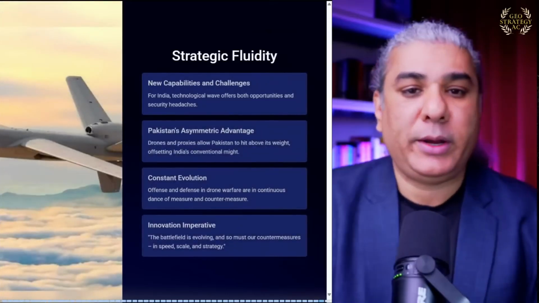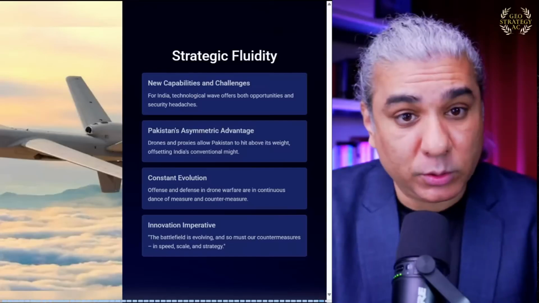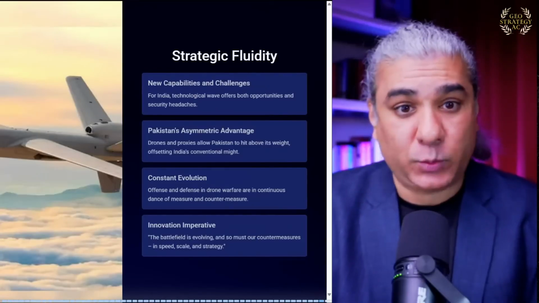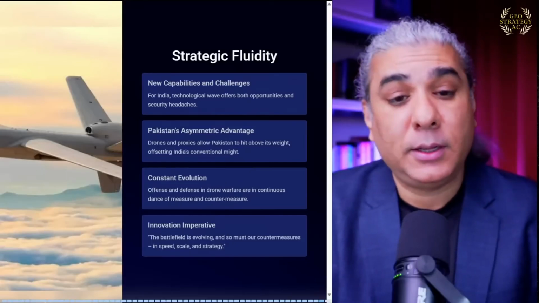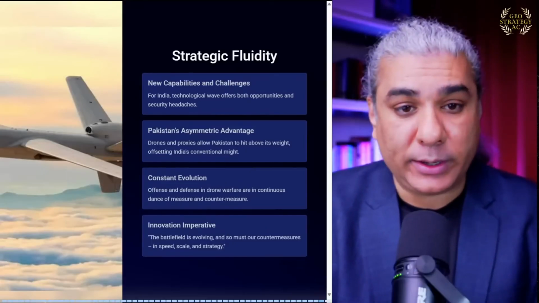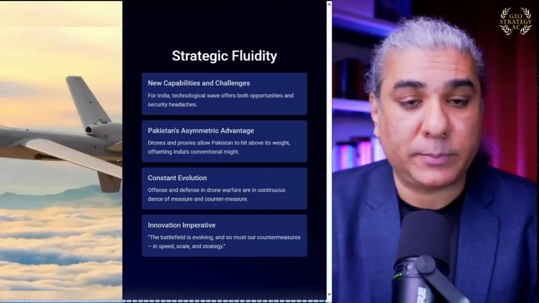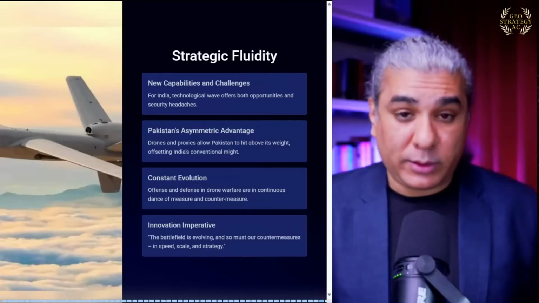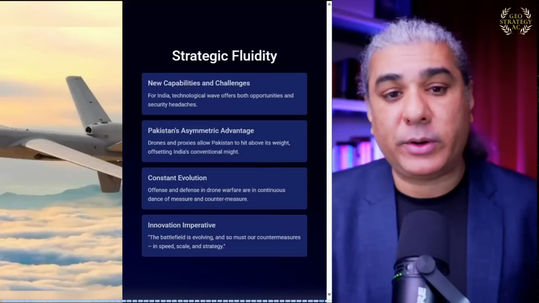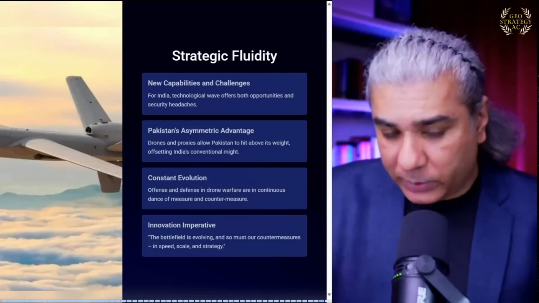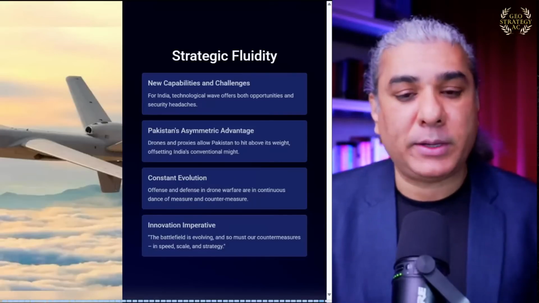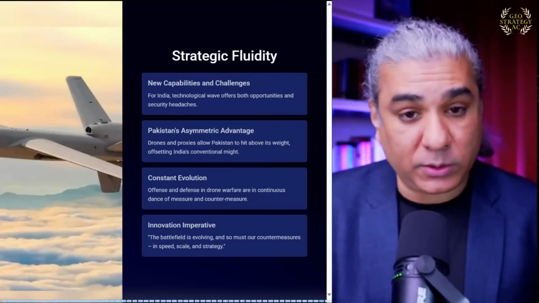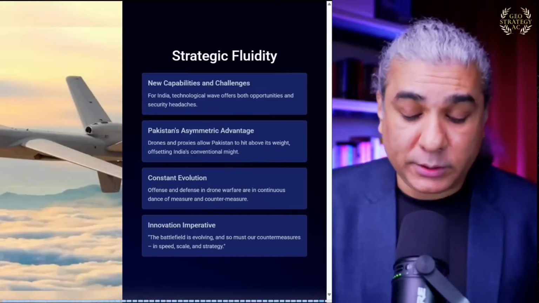So there is this strategic fluidity. There are new capabilities for India and new challenges also. This wave of new technologies offers opportunities as well as security headaches. It gives Pakistan an asymmetric advantage. See, when you are determined to use terrorism, then it gives you an advantage. A nation like India doesn't use terrorism, but Pakistan is okay with terrorism, so it gives them this tremendous asymmetric advantage. Drones and proxies within India can allow Pakistan to hit above its weight, and this can offset India's conventional might. It can cause chaos in India.